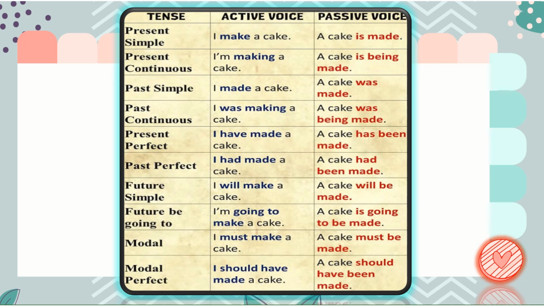Don't forget to use also the form of the verb be. If you want to say it in future with going to, I'm going to make a cake. A cake is going to be made, right? With modal verb, in this case must, I must make a cake. A cake must be made, right? And also with should, I should have made a cake. A cake should have been made, right?